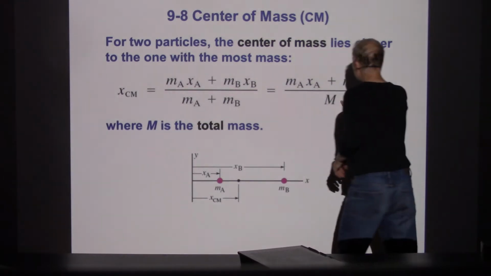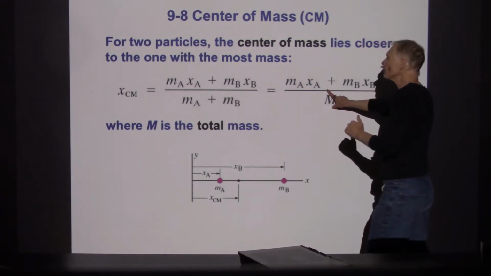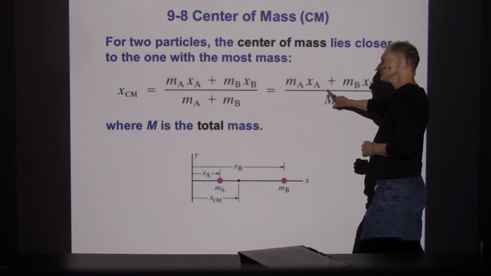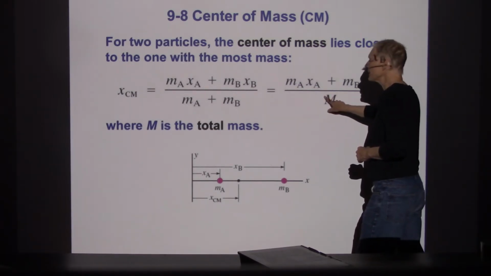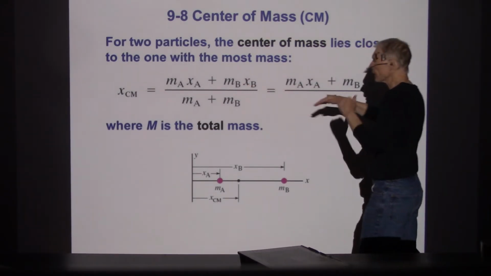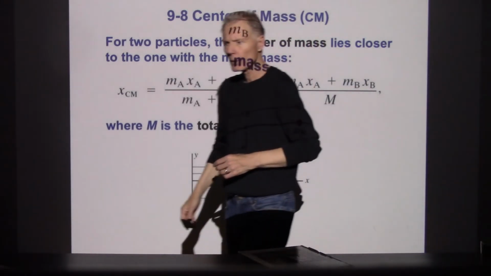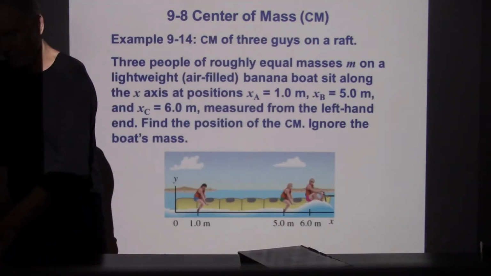Now, they're using big M to represent the total mass of everything in the system. I tend not to use that. I tend to prefer this so I can see all the MAs and MBs at all times.